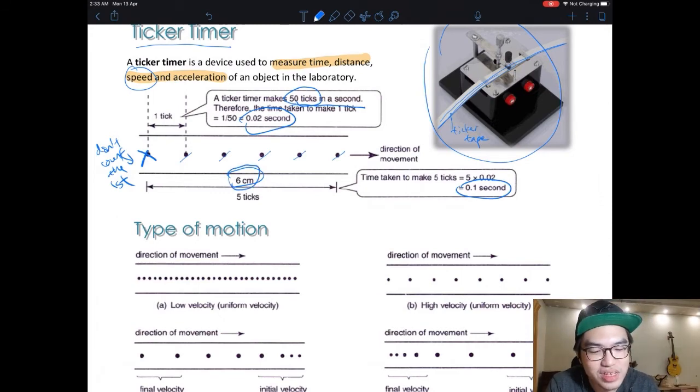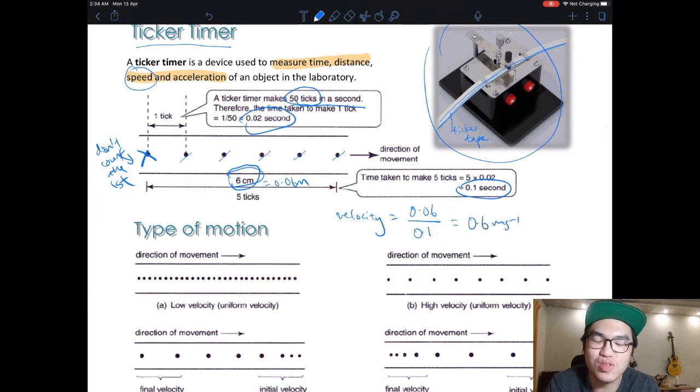Okay, so what's the velocity? So you can count here. 6, please remember to change to 0.06 meter because I may need to use SI unit. So 0.06 divided by 0.1, you should get 0.6 meter per second. So this is how fast this car is going.